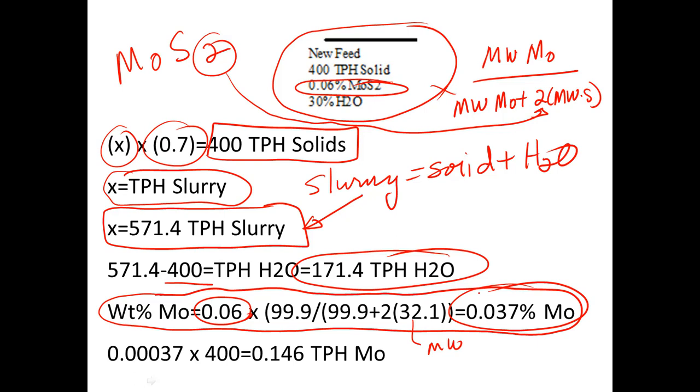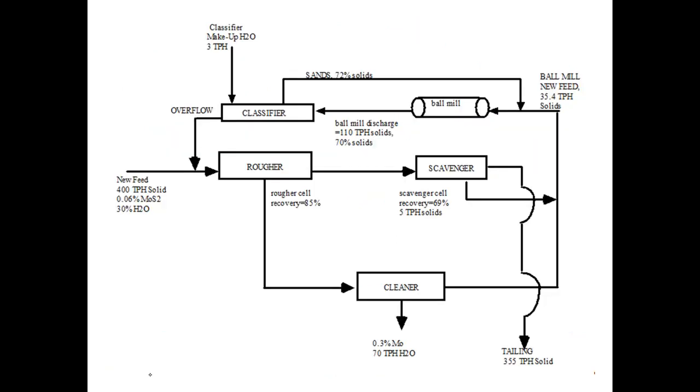0.037. Of course, the train is going to start blowing as it normally does, but we'll power through that. It won't last long. We're going to take this grade of molybdenum, convert it to weight fraction, multiply it through by the total solid to give me the weight of molybdenum in my new feed of 0.146 ton per hour molybdenum. So let's jump back out. We've been able to characterize that new feed stream.